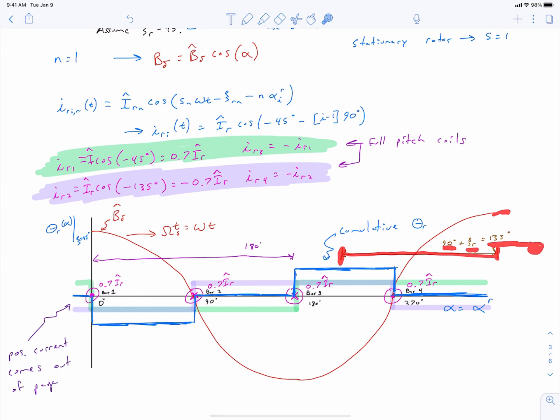And this is a neat observation. We'll formalize this more in a couple of videos, but I want to point it out now to get you thinking about it, that there is a relationship between the current linkage, or the field produced by our rotor, and the field that links the rotor.